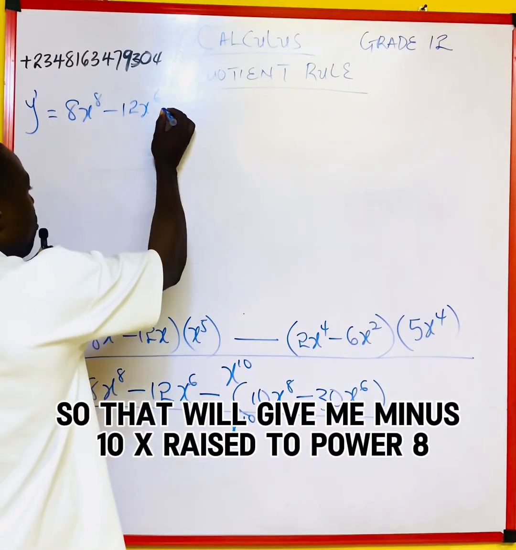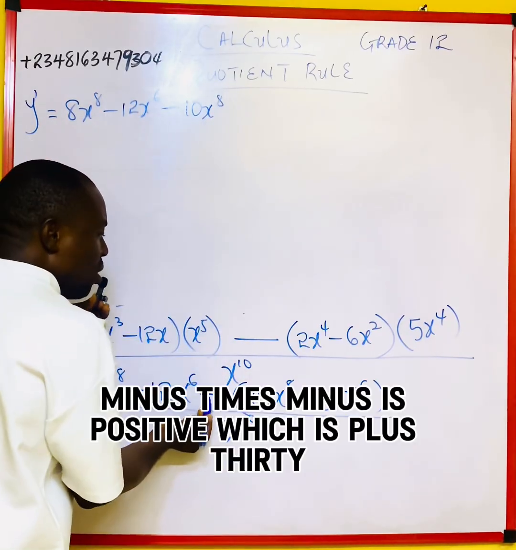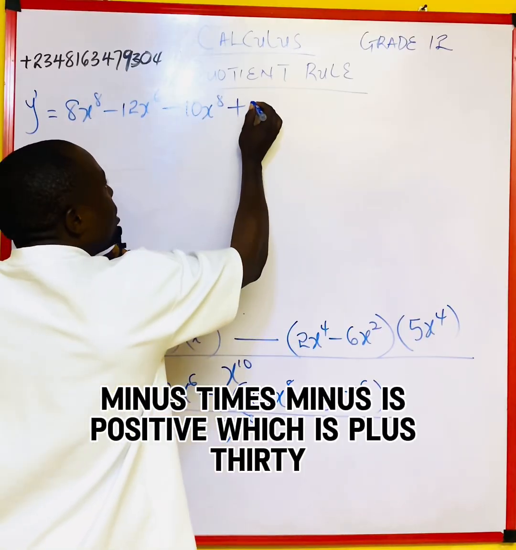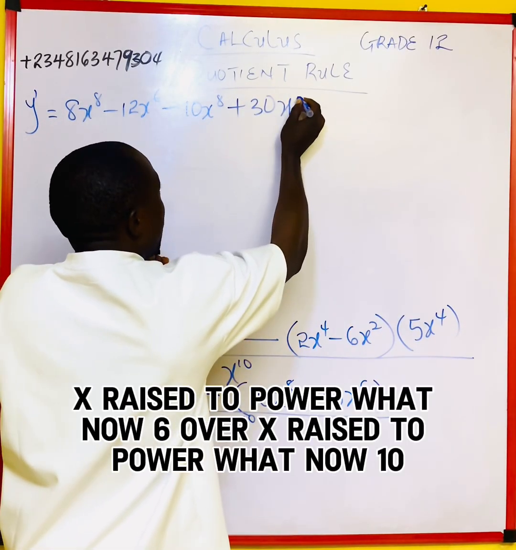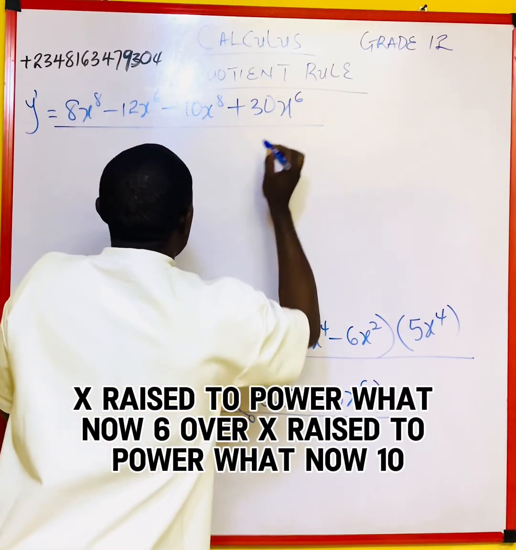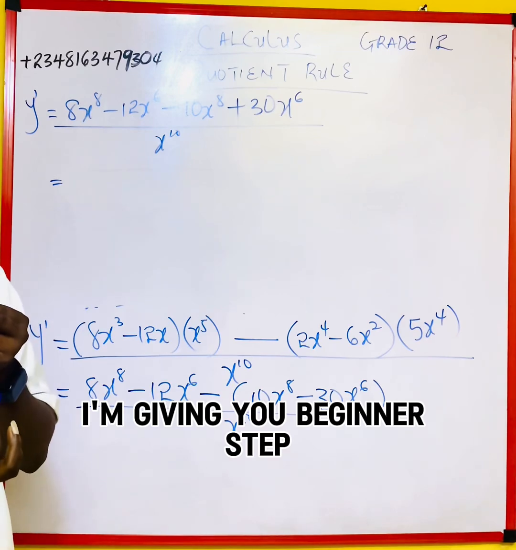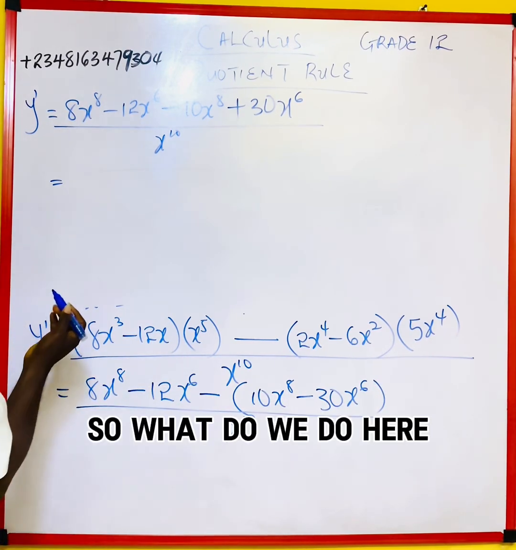So here will give me minus 10x raised to the power 8. Minus times minus is positive, which is plus 30x raised to the power 6 over x raised to the power 10. I'm giving you beginner steps. I just want you to understand every process. So what do we do here?